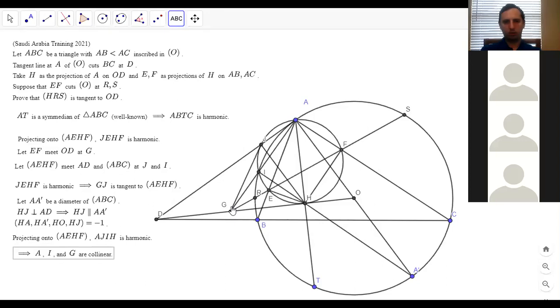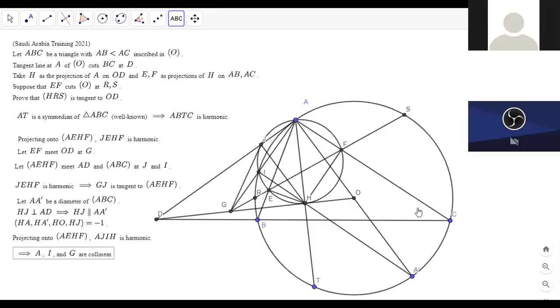Wait, did we need G is the midpoint? Because I used G is the midpoint to prove that A, I, and G are collinear. But I don't know if we did the same thing. Yeah, I don't know if we proved yet that G is the midpoint. If you already proved that G, I, and A are collinear, you don't really need that it's the midpoint though. Okay, so once you prove that these are collinear, you don't need to use that it's the midpoint.